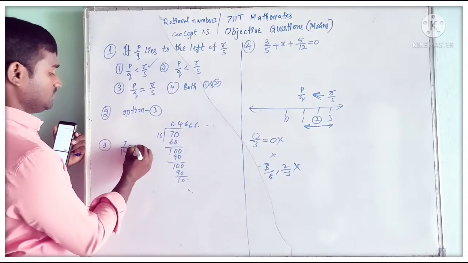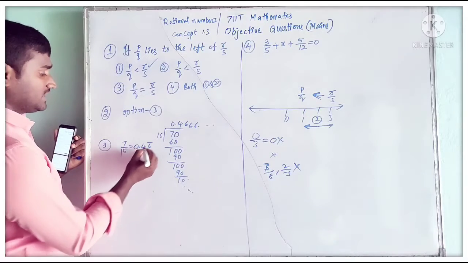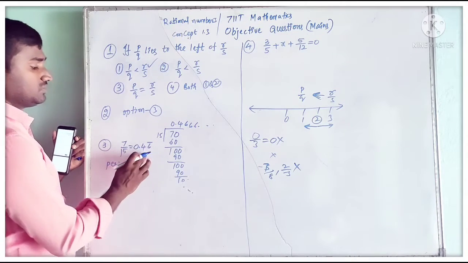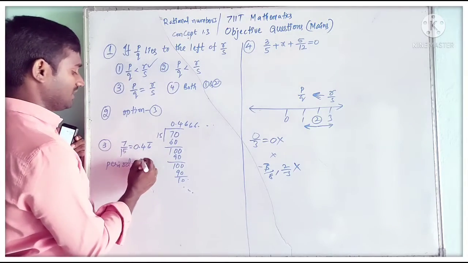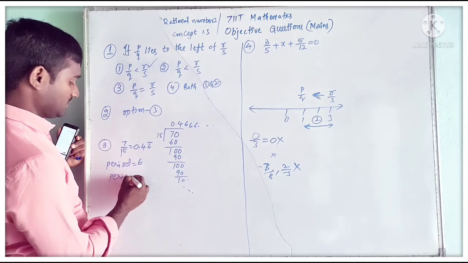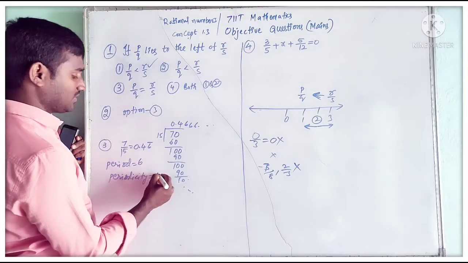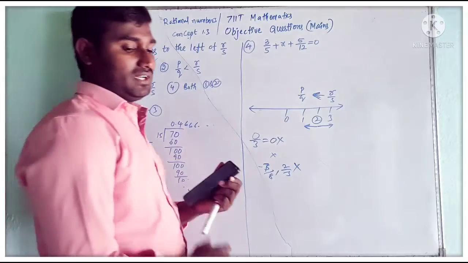So it is equal to 0.46 bar. Under the bar, whatever digit we have, that is called the period. Period equals the number under the bar. So what we have is 6. Periodicity is how many digits are under the bar. We have 1 digit. So this is the third question answer.